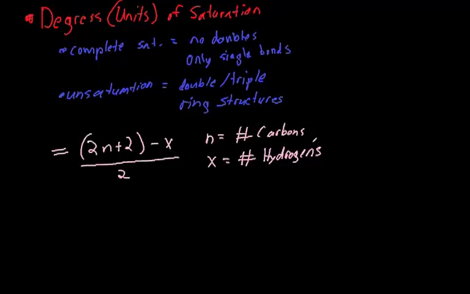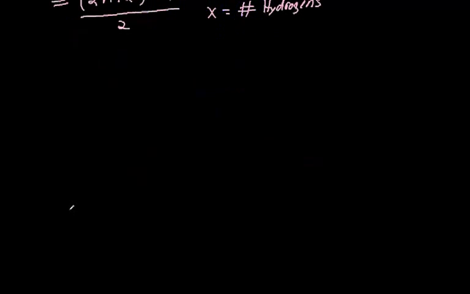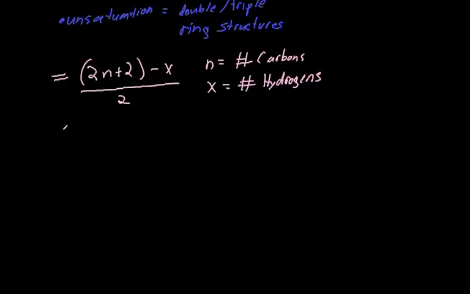So let's take an example. Let's say we have cyclohexane. So cyclohexane has 6 carbons, one at each vertex. 6 carbons. And 1, 2, 3, 4, 5, 6, 7, 8, 9, 10, 11, 12 hydrogens.